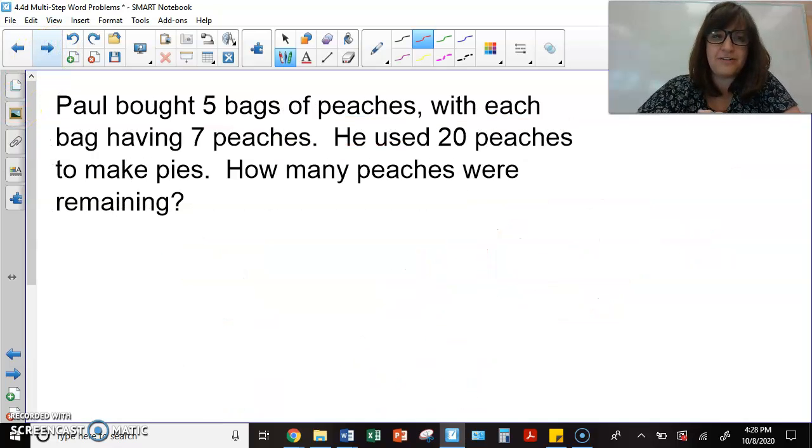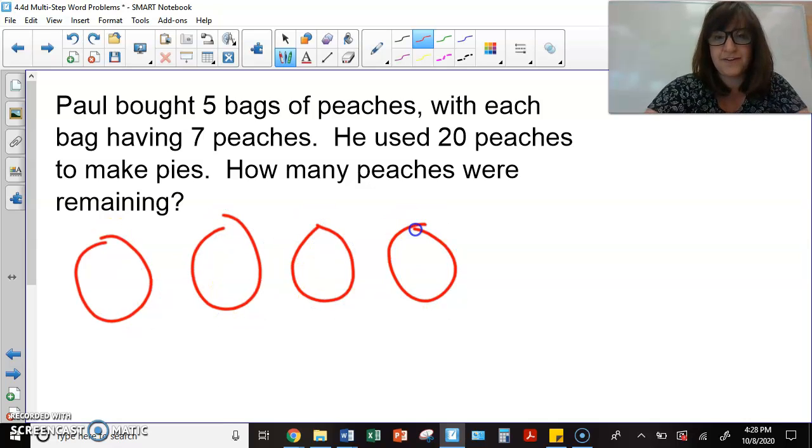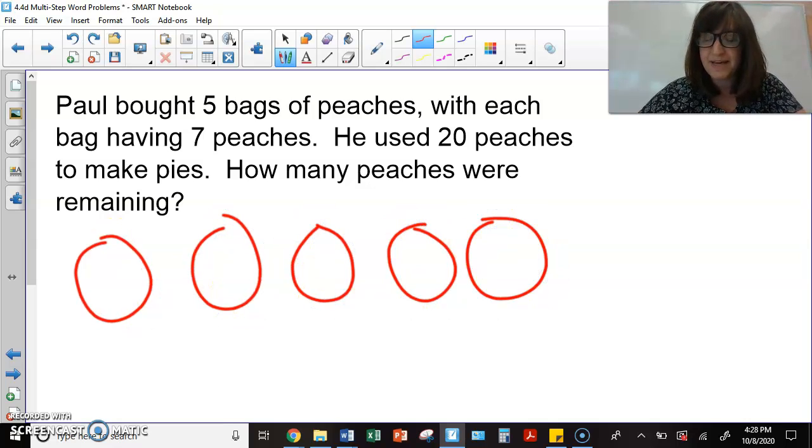Alrighty, our friend Paul, he bought 5 bags of peaches, with each bag having 7 peaches. All right, so Paul, he's carrying my 5 bags. I'll show you how I draw a picture sometimes. Here's my 5 bags. I don't make them look fancy. Maybe you're an artist and you can make them look a lot better.